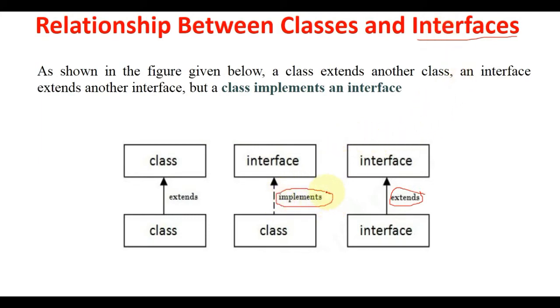So the implements keyword is used to execute an interface in Java code, exactly like we have used extends to execute inheritance in Java code. So a class can implement an interface, and an interface can also extend an interface. But a class implements an interface. Always a class will implement an interface.